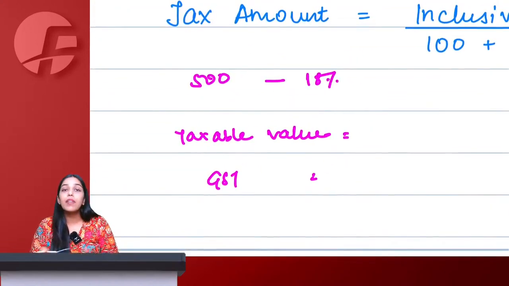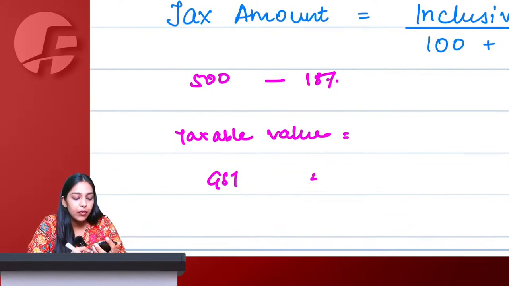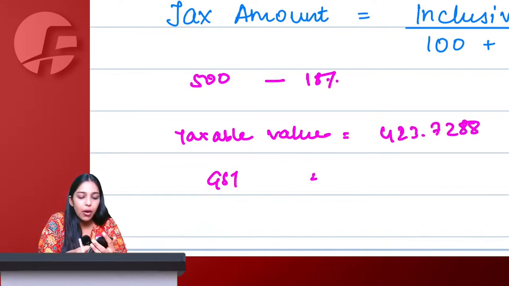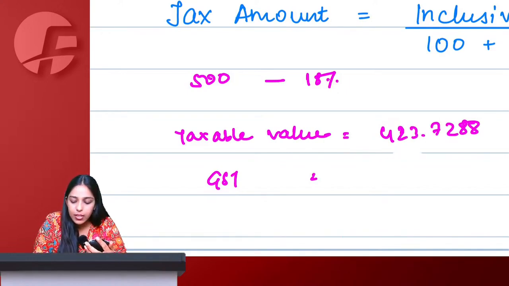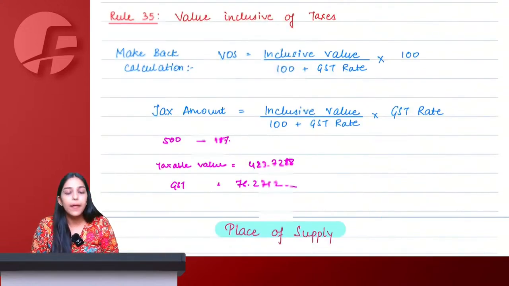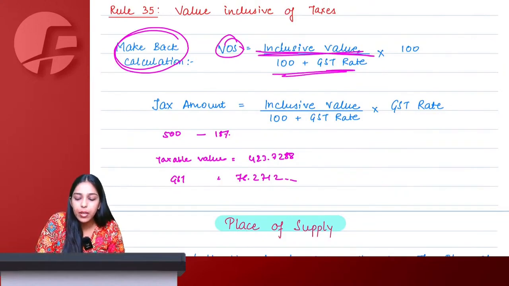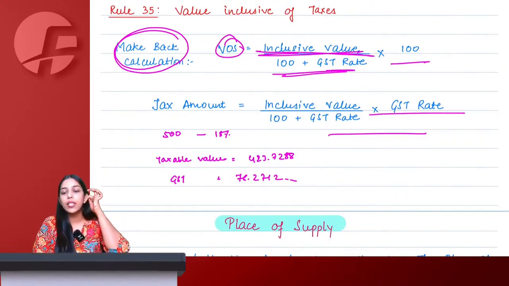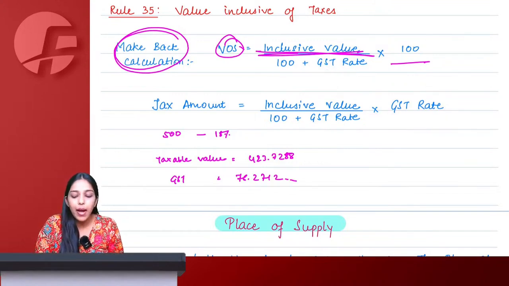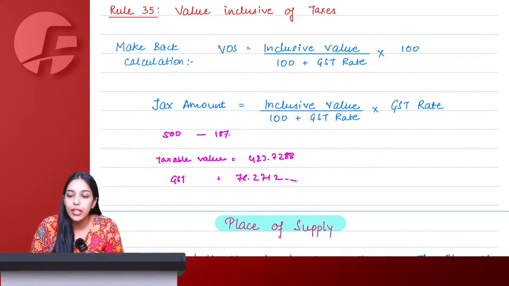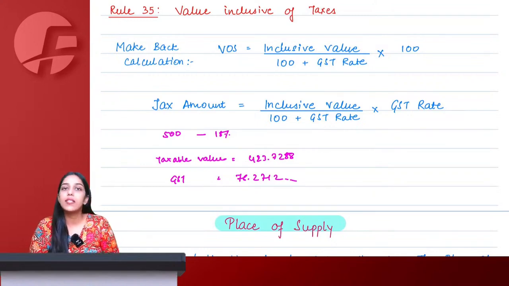Ma'am, very simple. Taxable value will be 500 divided by 118 percentage, which comes to 423.7288, and GST amount into 18 percentage is going to be 76.2712, whatever it is. This is what rule 35 is teaching us, that to make back calculation, value of supply will be inclusive value upon 100 plus GST into 100, and simply how to calculate the tax amount. So this is how we do back calculation and calculate exclusive values and GST from inclusive figures given in any transaction. Say yes or no.